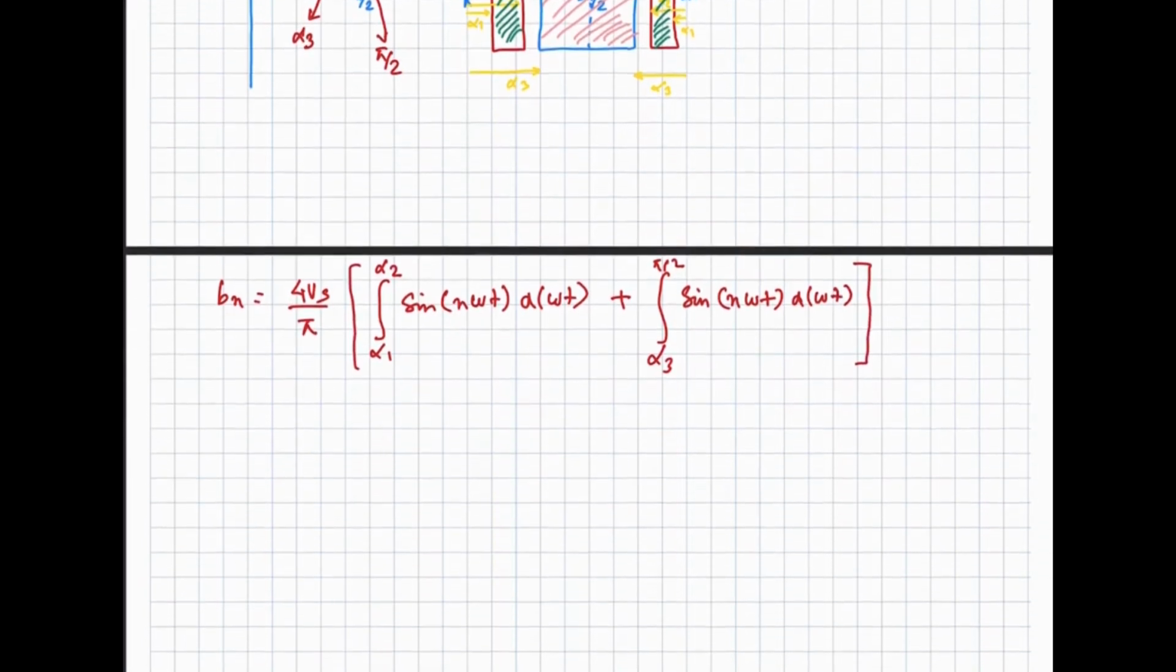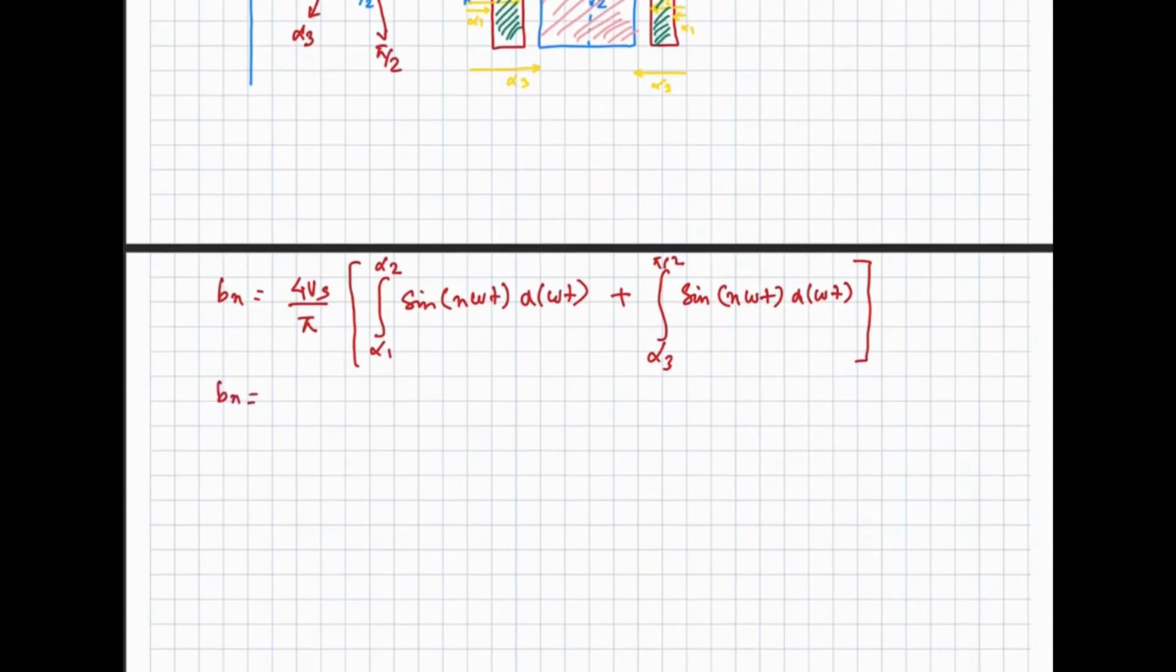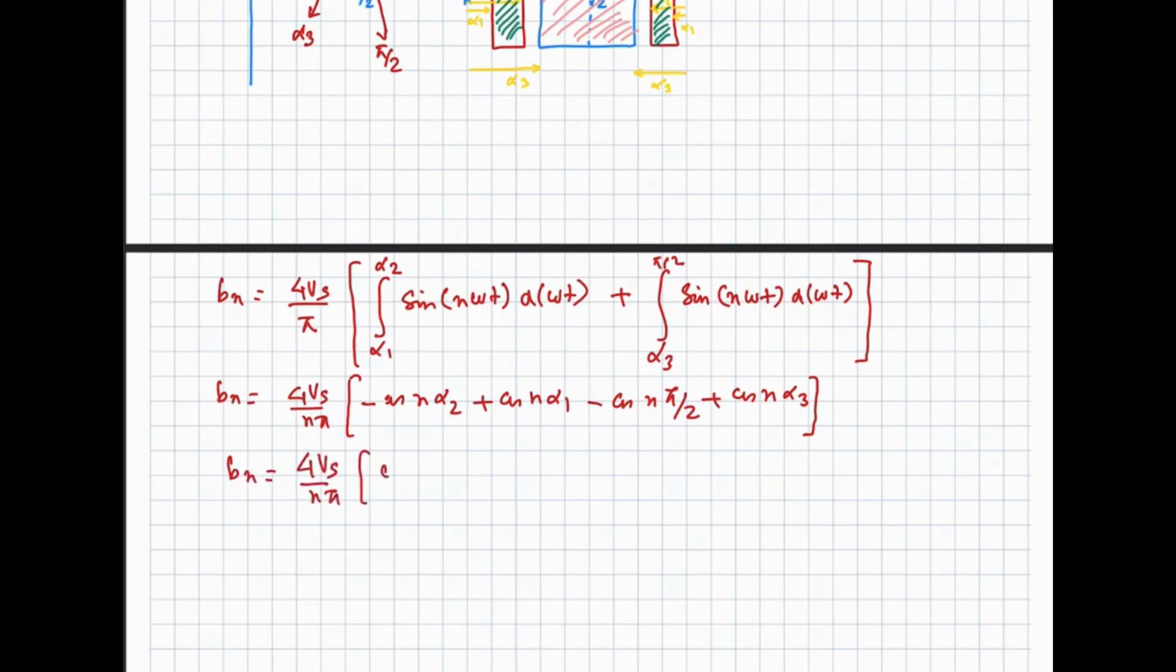Now if we simplify this one, Bn will be equal to 4Vs by n pi, times minus cos of n alpha 2 plus cos n alpha 1 minus cos n pi by 2 plus cos n alpha 3. And by further arranging these terms, I can write it as 4Vs by n pi, times cos of n alpha 1 minus cos of n alpha 2 plus cos of n alpha 3.